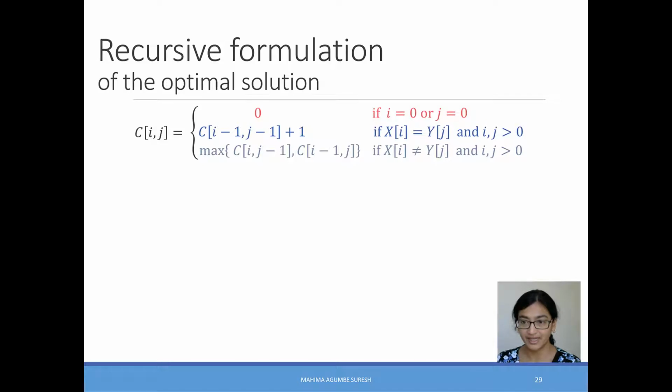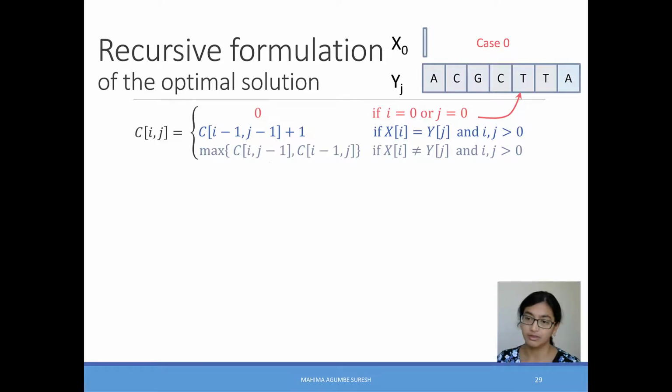So in terms of formulating it as a mathematical expression, we would end up getting something like this. C of i comma j is C of i minus 1, j minus 1 plus 1 if we have the same character, meaning these two characters are the same in both the strings, so we can expand the longest common subsequence by 1. And if we can't expand it by 1, we choose the maximum of whatever we got, either in the x direction or from the y direction.